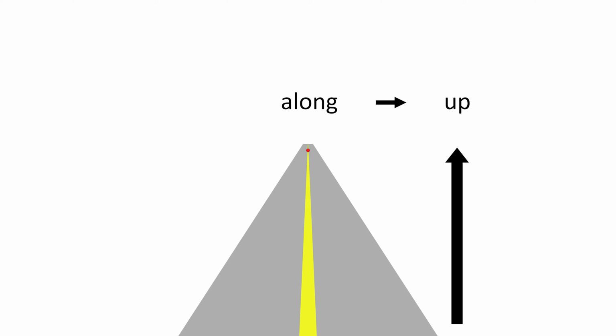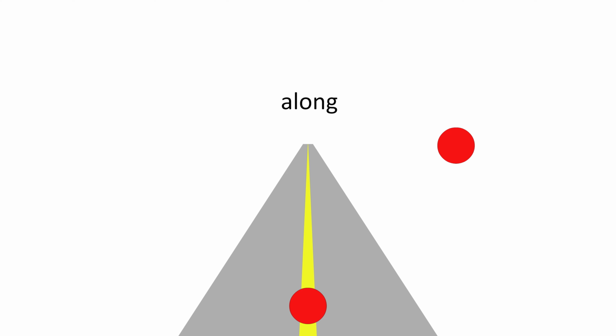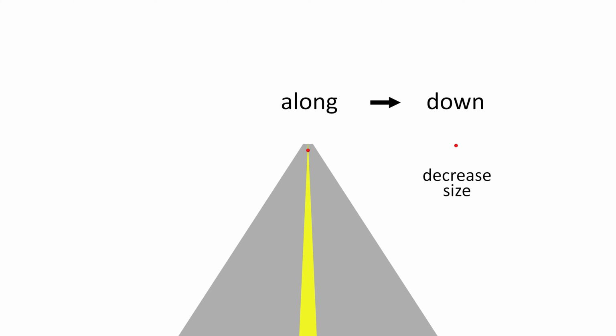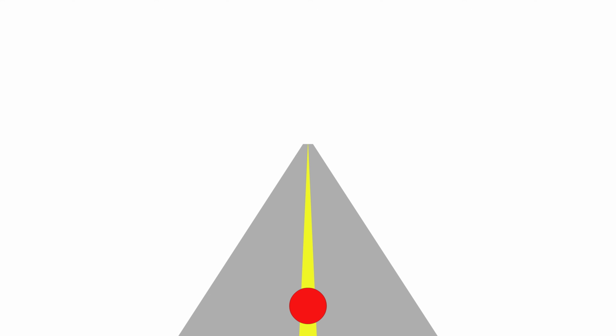At the same time, however, the object appears to decrease in size as it moves farther away. So we can also associate along with the preposition down, since the object's size appears to decrease. So oddly enough, an object moving away from us along a horizontal surface can be associated with either the preposition up or down.